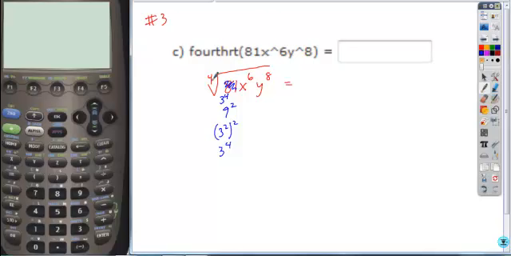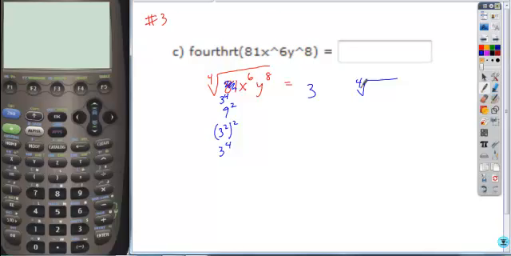You're looking to remove any factors that have a power of 4. So here we have 3 to the 4th. When you take the 4th root of that, you take out just the base 3, and you're left with nothing inside the radical. So we'll leave the radical alone.